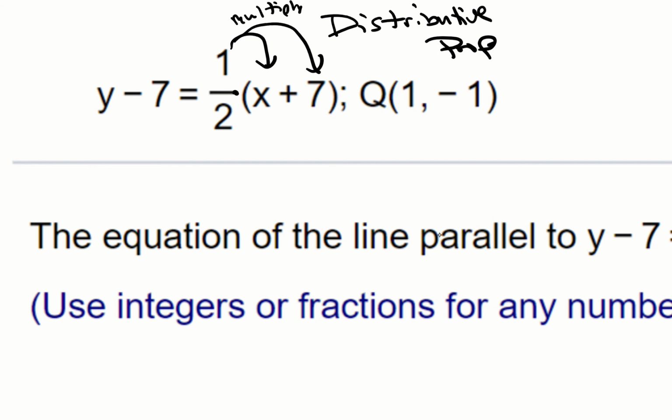So 1/2 times x is 1/2 x. 1/2 times 7 is, well, put this over 1, multiply straight across. 7 times 1 is 7. 2 times 1 is 2. So it'd be 7 over 2, equals y minus 7. Get y by itself, so I have to add the 7 here on both sides.